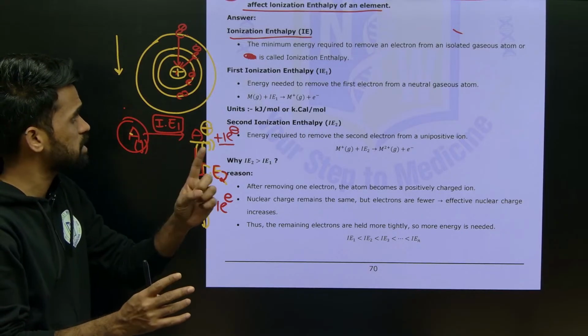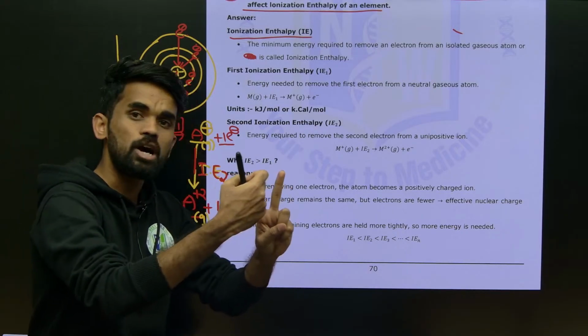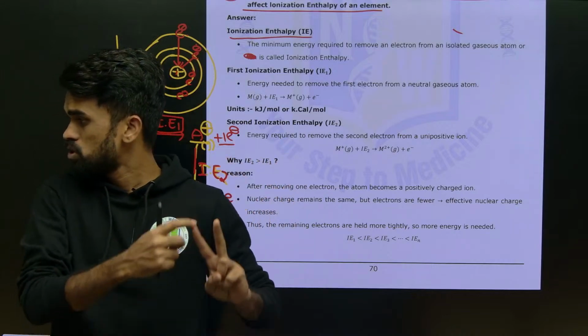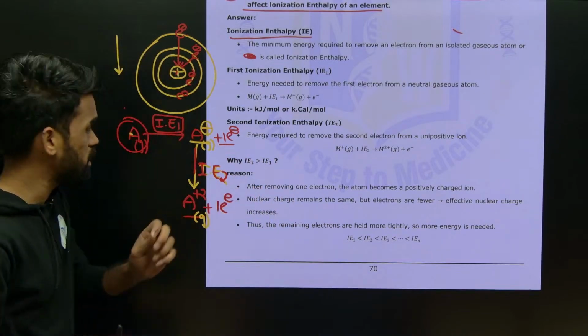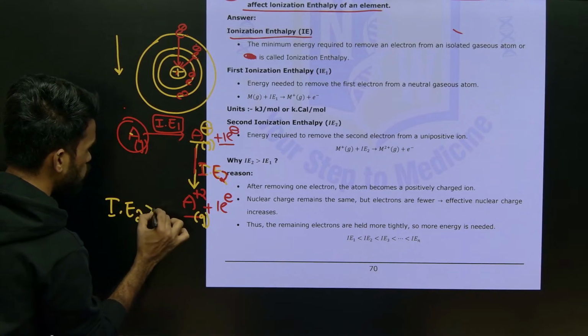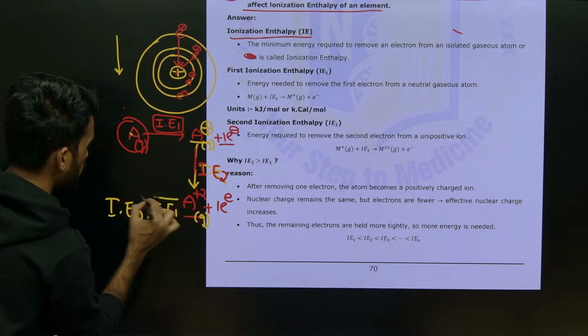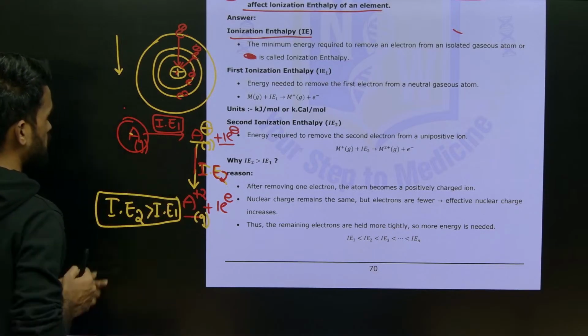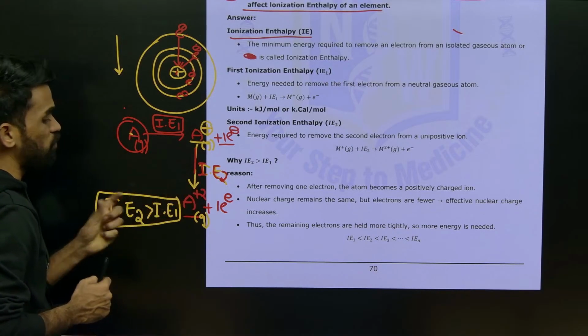So this is about first and second ionization energy. Now we need to compare first and second ionization energy. So how can we compare these? Always remember, IE2 will be greater than IE1. Why is IE2 greater than IE1? See, second ionization energy is always greater than first ionization energy.